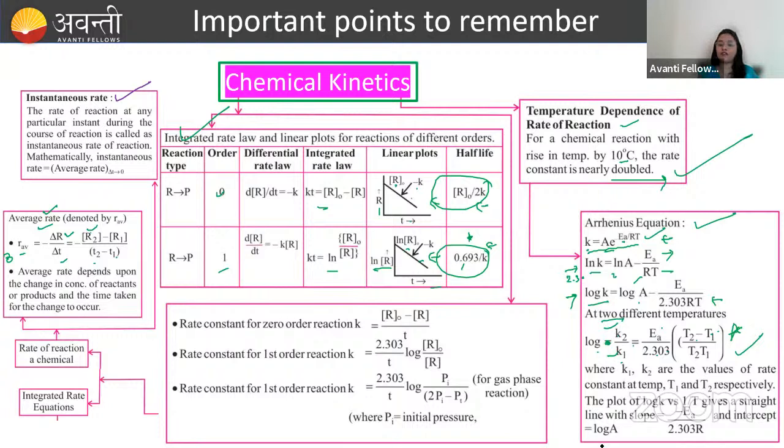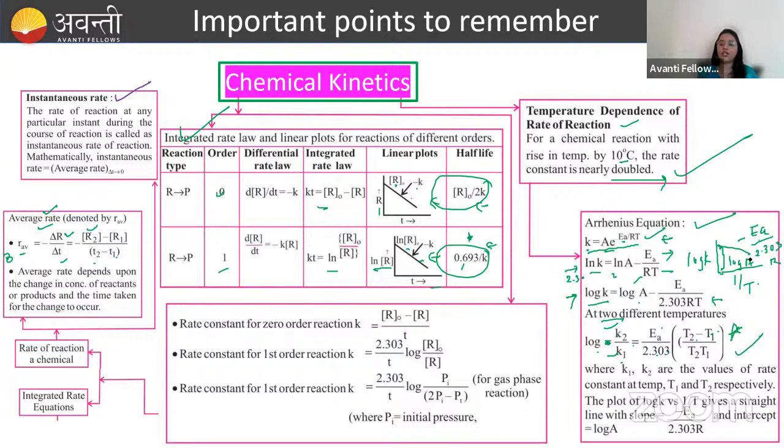When you plot a graph of log K versus 1 by T, what happens is that it gives us a line with the slope minus Ea by 2.303. So here we get a straight line with a negative slope, minus Ea by 2.303 R. And what will be the intercept of this? Log A, that is our Arrhenius constant. Okay, this will be the intercept.